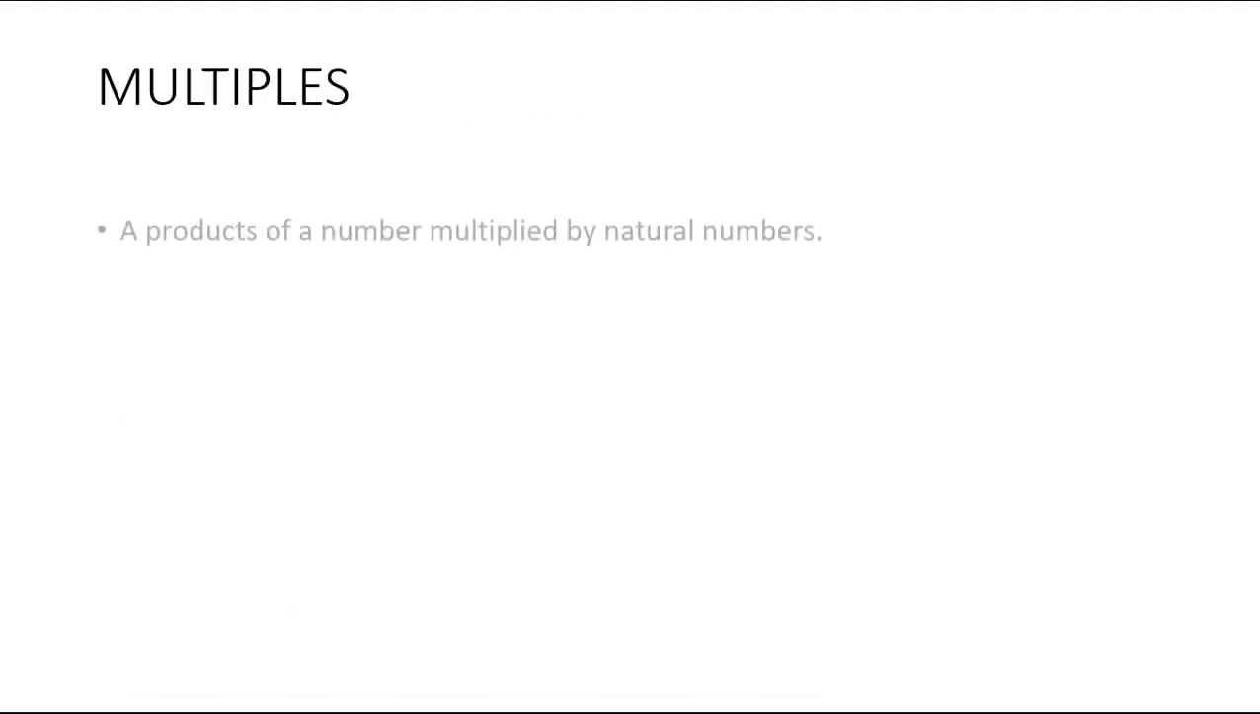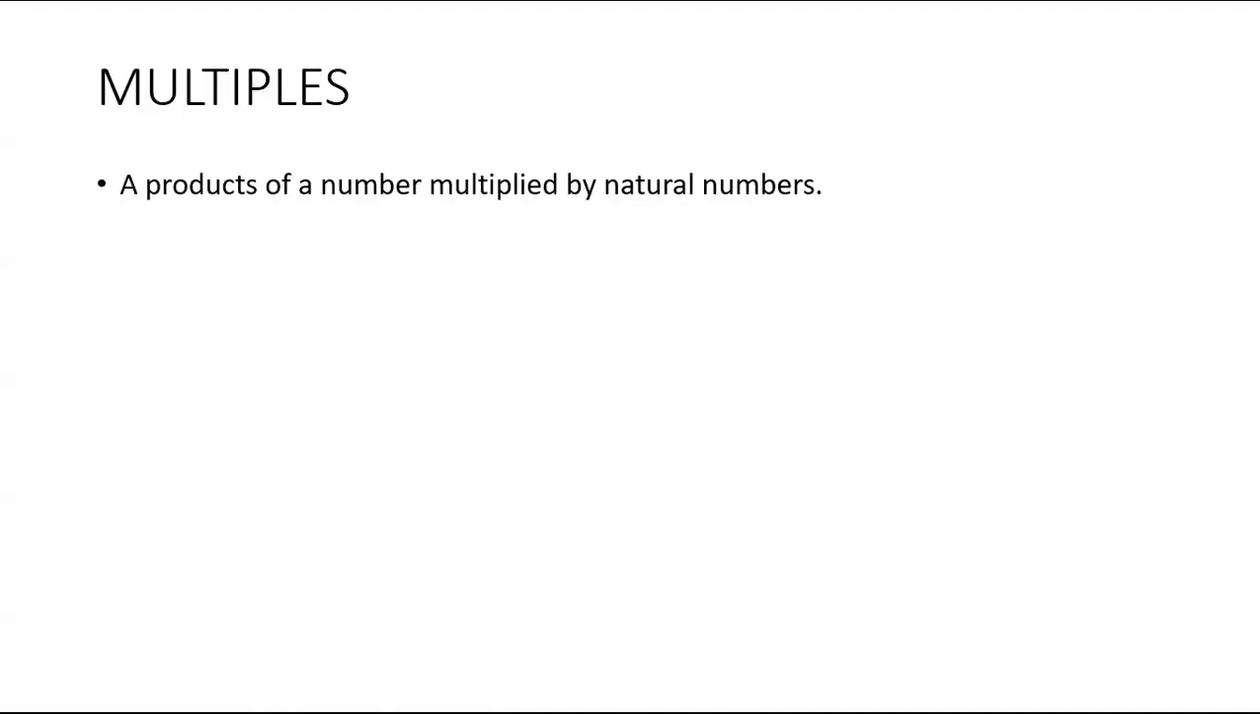Let's go to multiples. This one, guys, it's easy. A multiple is basically a product of a number multiplied by natural numbers. Like 5, I can multiply by a natural number. So it'll be 5 times 1, which is 5, 5 times 2 is 10, 5 times 3 is 15. So we say that those are the multiples of 5. It'll be 5, 10, 15, and so on, all right?